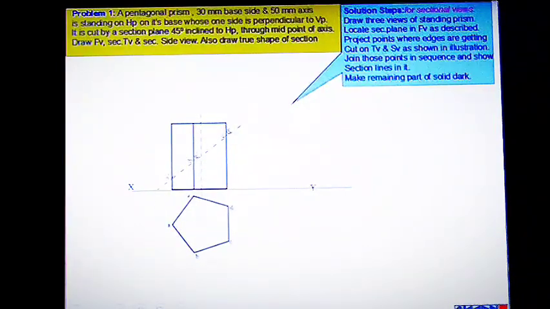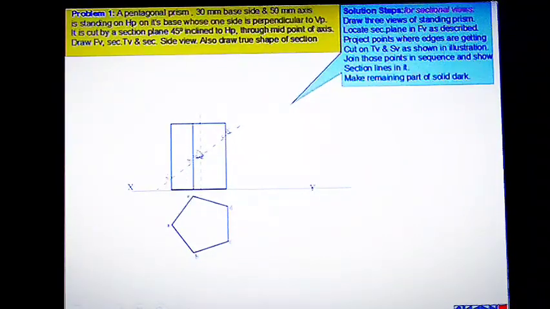Now the intersecting points of this cutting plane with the solid are marked as A dash, B dash, C dash, D dash, E dash as shown in the figure. These vertical edges are intersecting with the cutting plane at points A dash, B dash, C dash, D dash and E dash. Now you are asked to draw the side view also, the sectional side view.